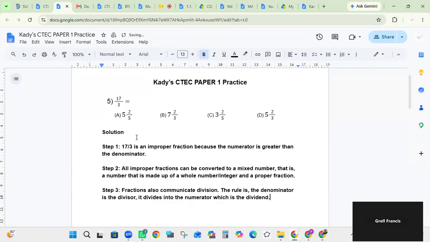So basically, what you do for step 4, divide the denominator into the numerator. Remember, the denominator is smaller, so it should be able to go into the numerator a number of times, at least once, right? Once, yes, twice, four times. That's where you get your whole number.